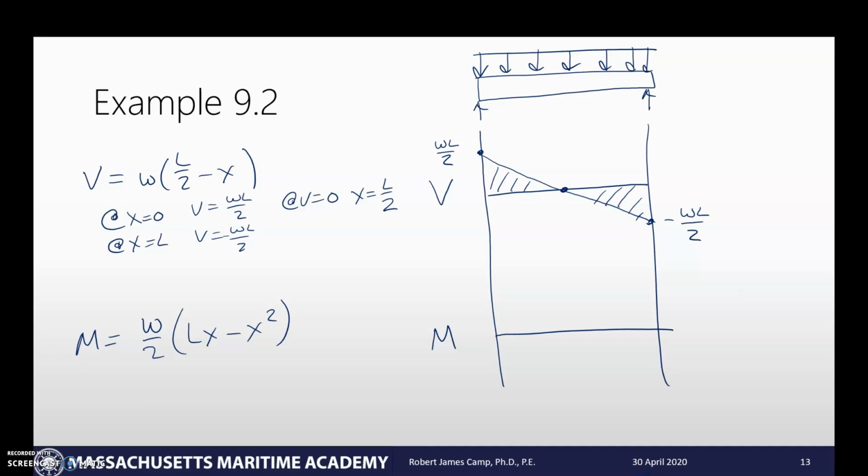Okay, so the moment's a little bit wonkier, but let's figure out where it is at x equals 0. So x equals 0, this all becomes 0, so it starts at 0. Great. Moment is equal to 0. At x equals L, well, L times L is L squared. Minus L squared is 0, so moment is 0. And I know it's a parabolic shape, but I need to figure out where the maximum shear force is. Sorry, the maximum moment is.